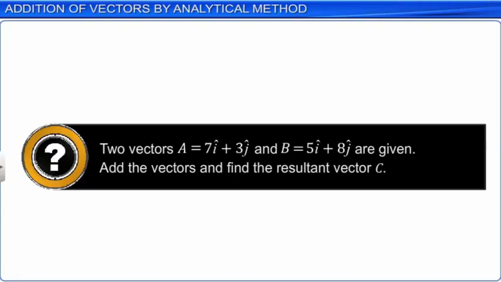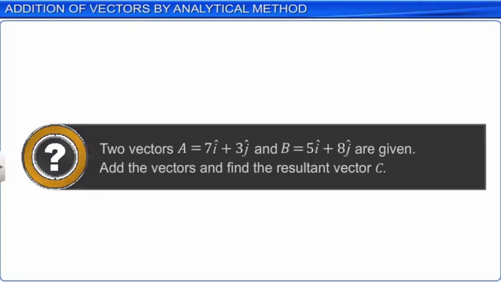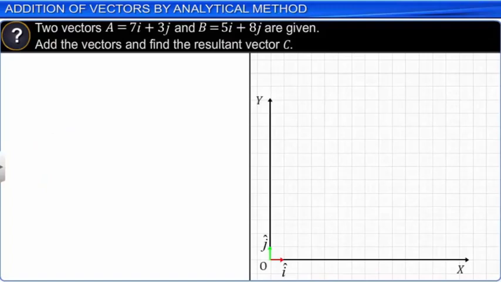To draw vector A, first mark the point 7, 3 on the graph paper. 7 is the coefficient of i and 3 is the coefficient of j. Join this point with O with a straight line. Draw an arrowhead at the end of this line. This line with the arrowhead represents vector A. Similarly, represent vector B by joining the origin O to point 5, 8.